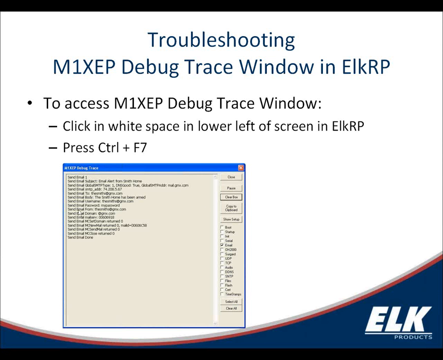In the event you're having an issue here, you can always copy into clipboard, paste that into an email, and send that to tech support at elkproducts.com so we can take a look and perhaps determine what is not working under this situation. So once again, press Control F7 to bring up the XEP Debug Trace window in ELK-RP.